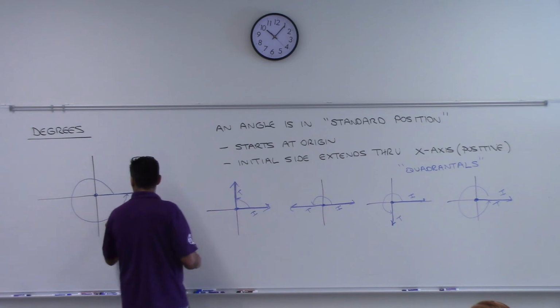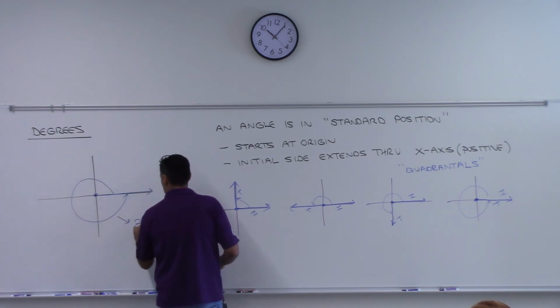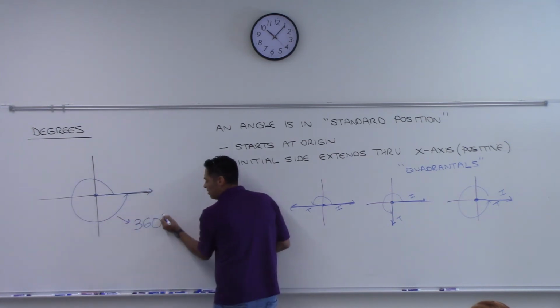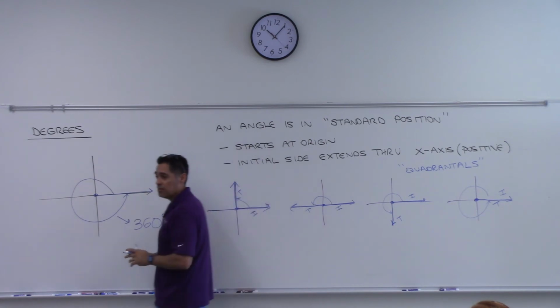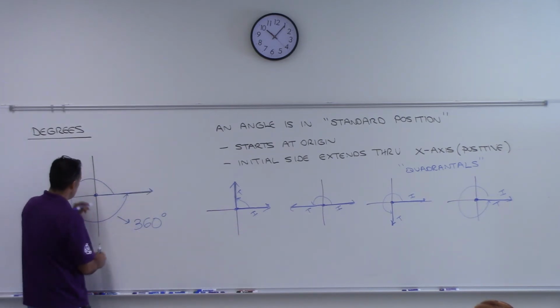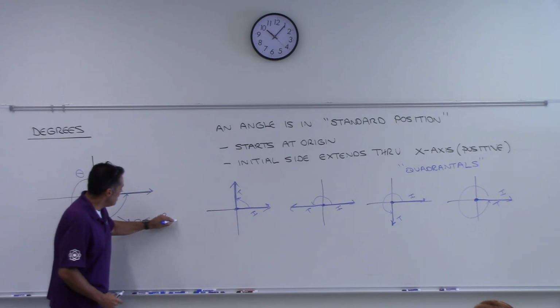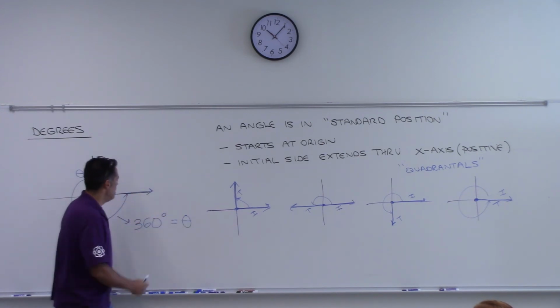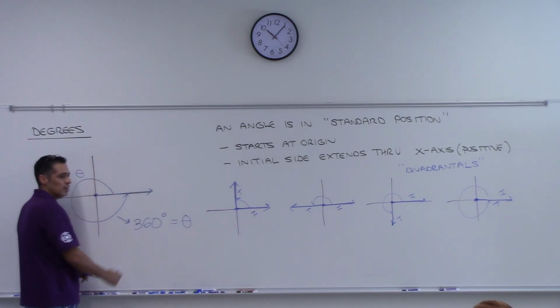So all the way around, this angle has a measure of 360, and then we have to put the degree symbol up here to let everyone know we're talking about degrees. The degree symbol is absolutely important, vital, because there's another way to measure angles, and that's radians, and they're different. So you have to distinguish between the two. So this angle, let's call this angle theta. Theta would have a measurement of 360 degrees.